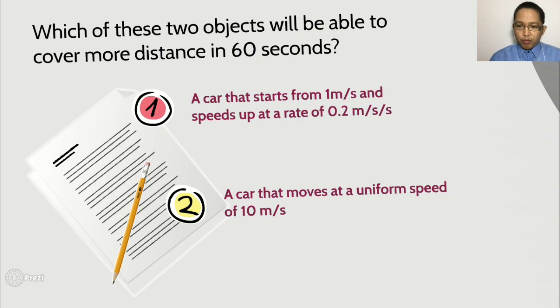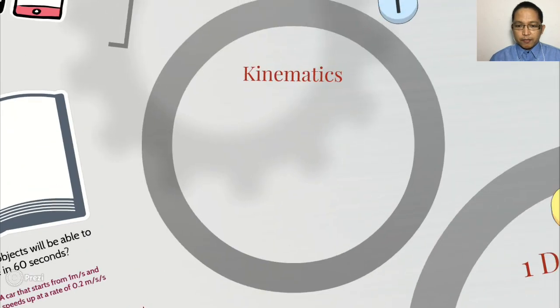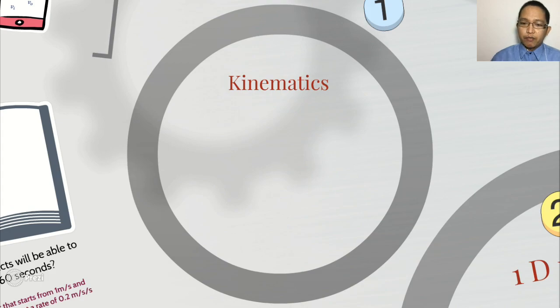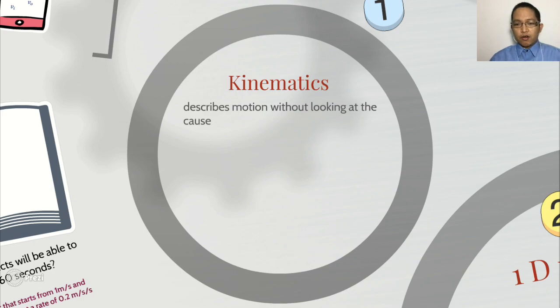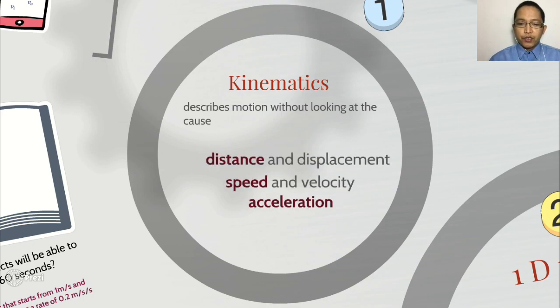Before we solve that problem, let us recall your previous science. What we are doing here is part of kinematics, a branch of physics or mechanics that describes motion without looking at its cause. The other branches are called dynamics and statics. We will not talk about them yet. We will simply describe motion in kinematics, and here are some descriptions that you can use. The first one is distance and displacement. The second is speed and velocity, and lastly, acceleration.